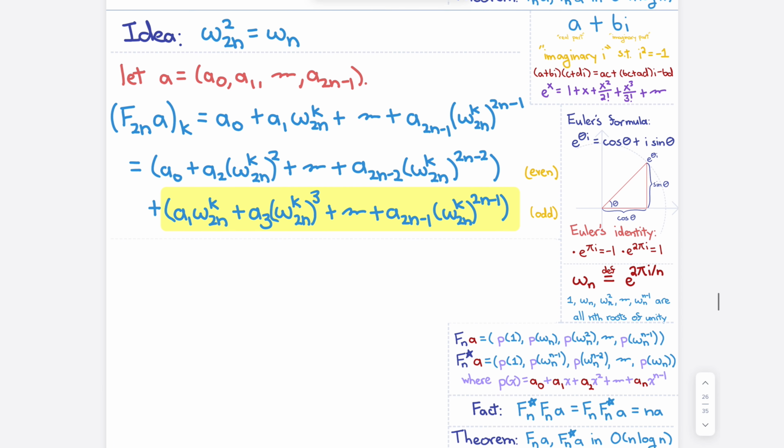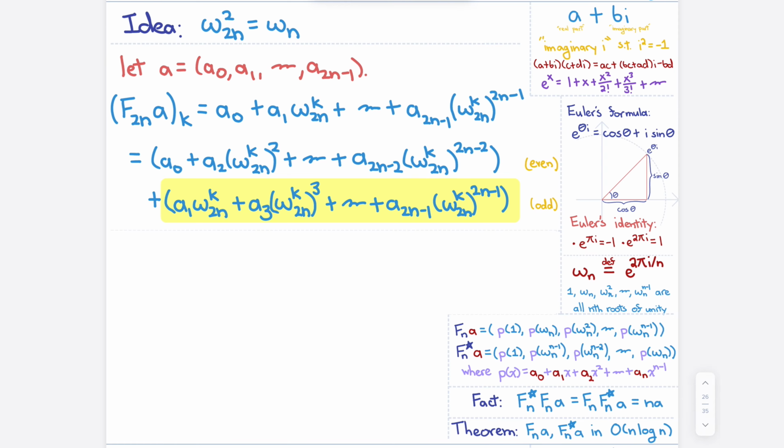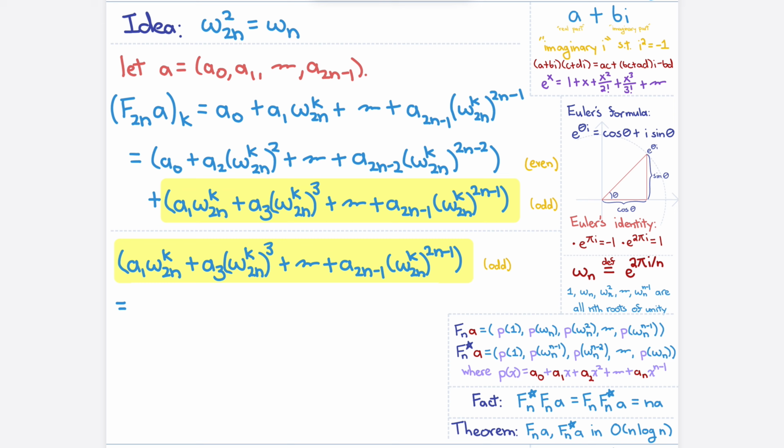You might imagine we can do something similar with the odd coefficients. But of course, we can't just divide by 2 because you have odd numbers up there. Now I have 1, 3, 5, 7, 9, 11, 13, and so forth. I would of course like to do a similar trick. Any ideas?